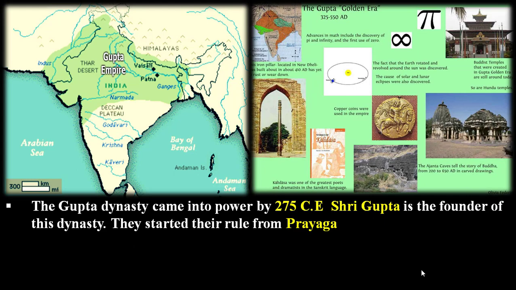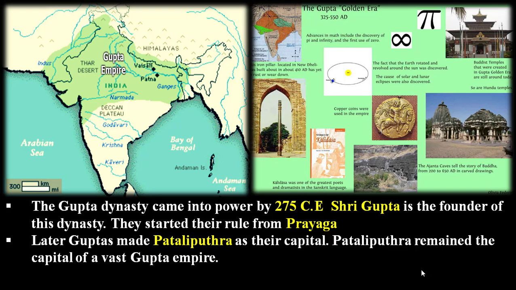The Gupta dynasty came into power by 275 CE. Sri Gupta is the founder of this dynasty. They started their rule from Prayaga. Later, Guptas made Pataliputra their capital. Pataliputra remained the capital of the vast Gupta empire.